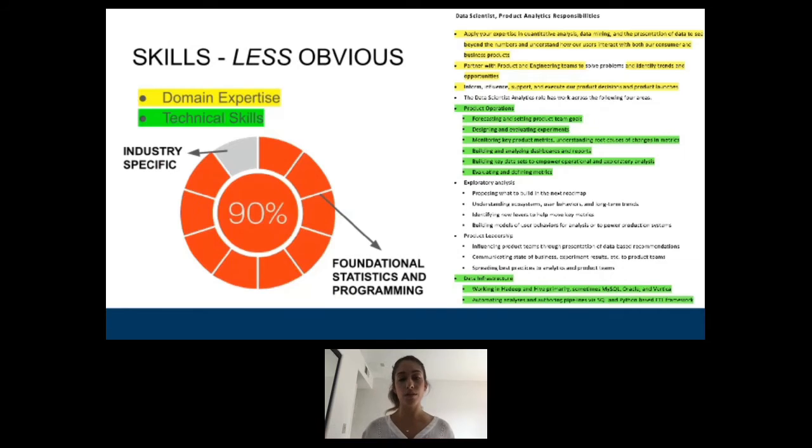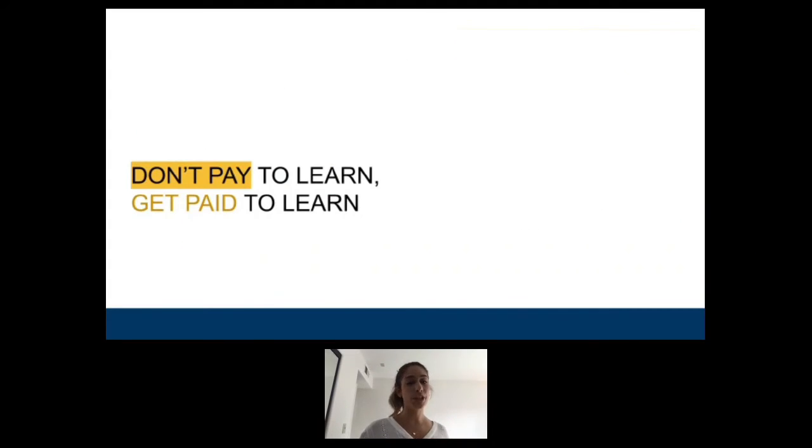If you really thoroughly understand the foundational concepts, right? So that's the sampling, the distributions, basic modeling, right? So, and the interpretations, those become very important. Now, the industry specific stuff are things that you can learn on the job, right? And so with the domain experience and with the technical skills, my philosophy, which I try to get people to do, but not everyone can, is that you don't pay to learn, you get paid to learn.